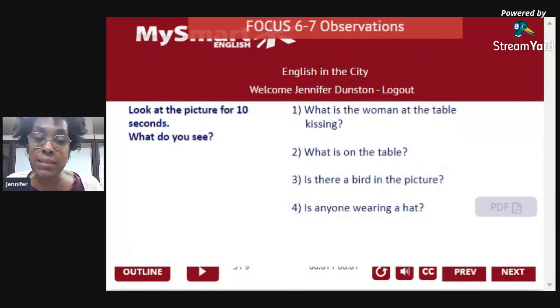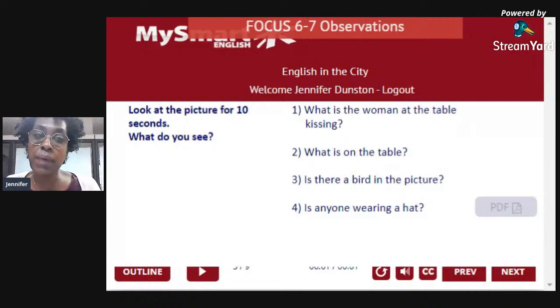What is the woman at the table kissing? What is on the table? Is there a bird in the picture? Is anyone wearing a hat? Now, if you'd like, you can write the questions down, because once I put the picture back up, you won't have the questions anymore in front of you.